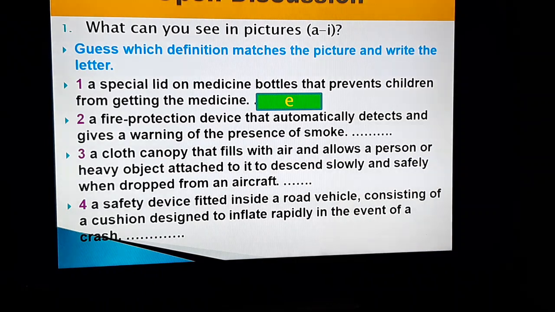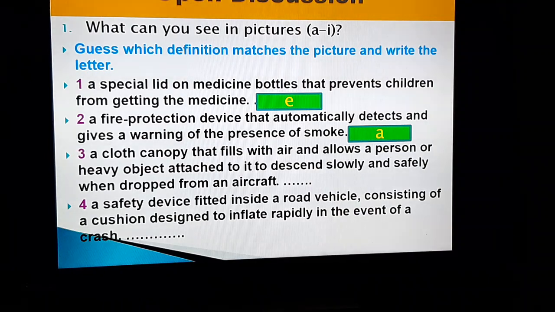A fire protection device that automatically detects and gives a warning of the presence of smoke. There is smoke, there will be fire. This device is used to help us detect the smoke and stop fires. This device is called a smoke alarm. So it will be picture A. Number 3, a cloth. What's the meaning of cloth? Cloth is the substance that we use to make clothes. It can be cotton, it can be wool.